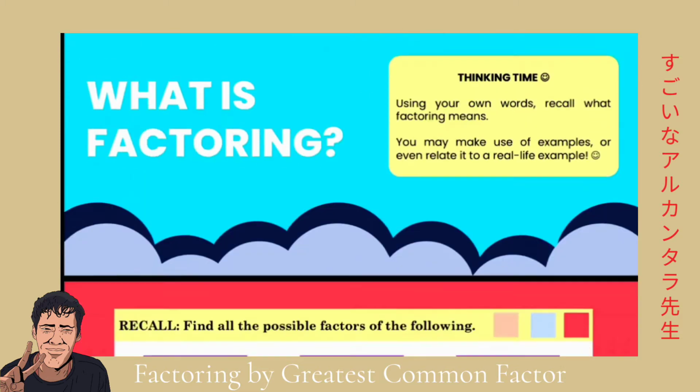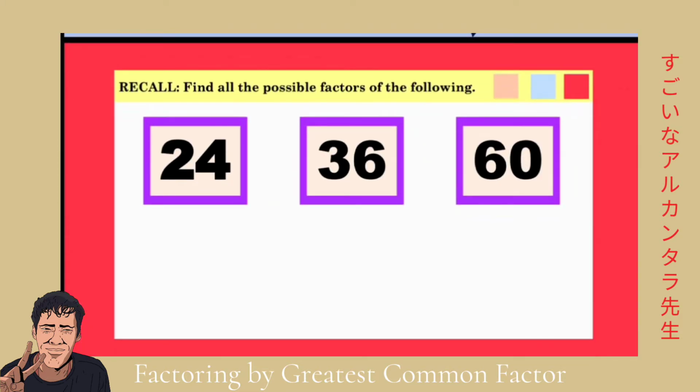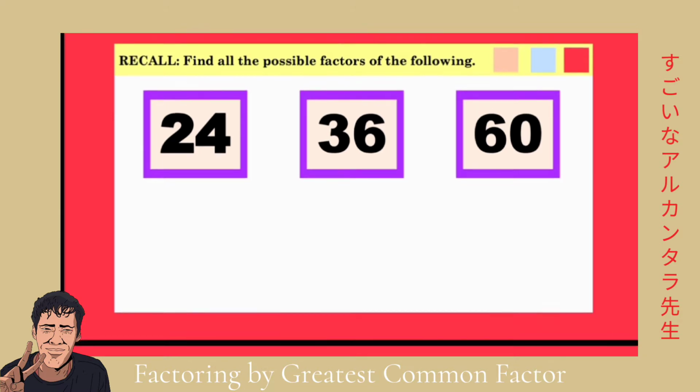So for example, we have the following numbers. We have 24, 36, and 60. We can actually apply factoring here in different methods or different ways. Some of them you might be familiar with already, and that's why it's important for us to have a refresher so that you will be able to know which one suits you best.